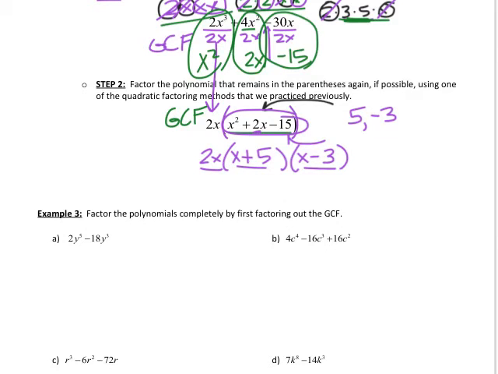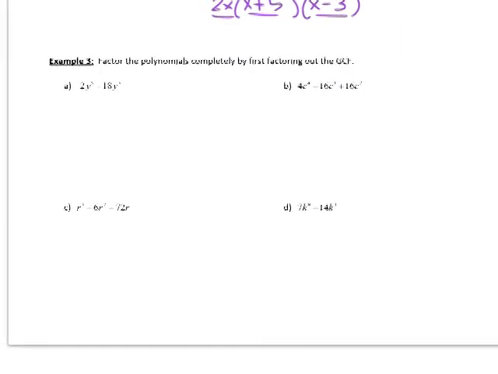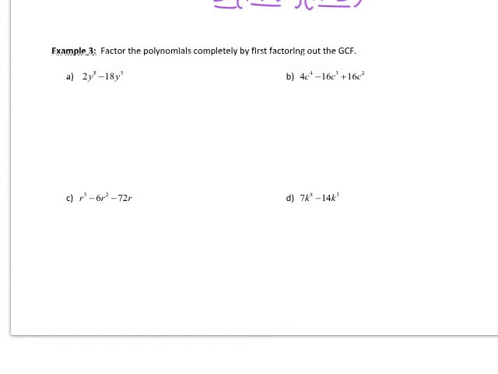I'm going to do a couple more here in example 3 by following those steps that we just mentioned. I'm going to do problems A and C, and then I'm going to ask you guys to do the B and D problems over on the right-hand side. So the directions say to factor the polynomials completely by first factoring out the greatest common factor.